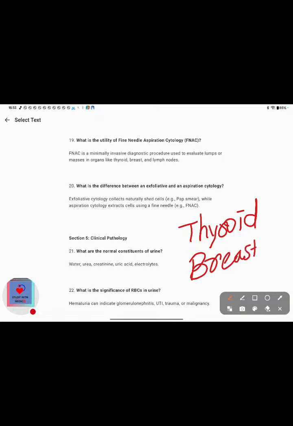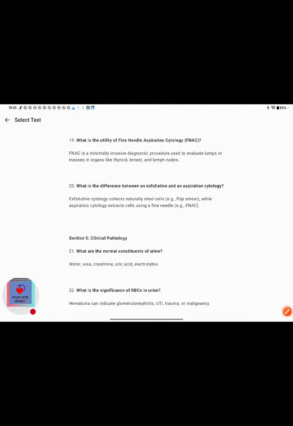So FNAC is fine needle aspiration cytology, a minimally invasive procedure used to evaluate lumps or masses in organs like thyroid, breast, and lymph nodes. For lymph nodes and breast, we do fine needle aspiration cytology.